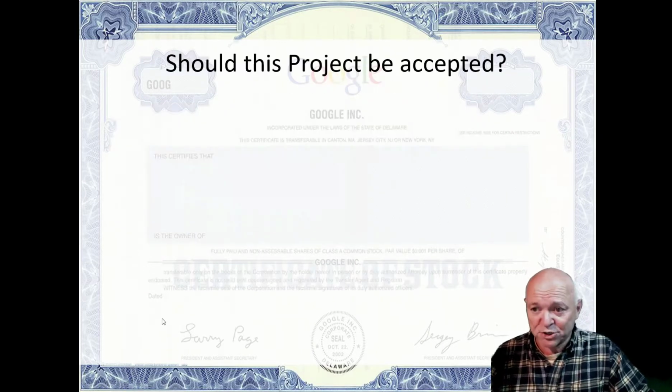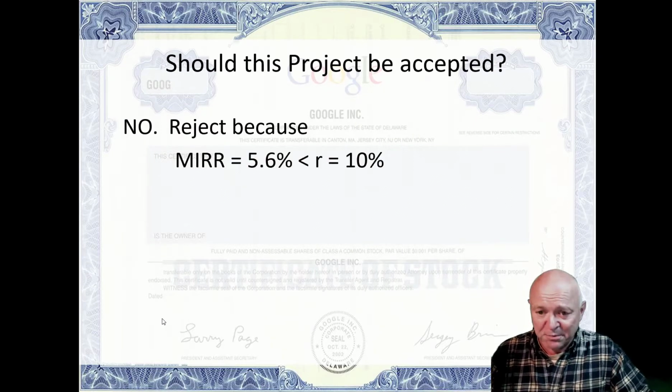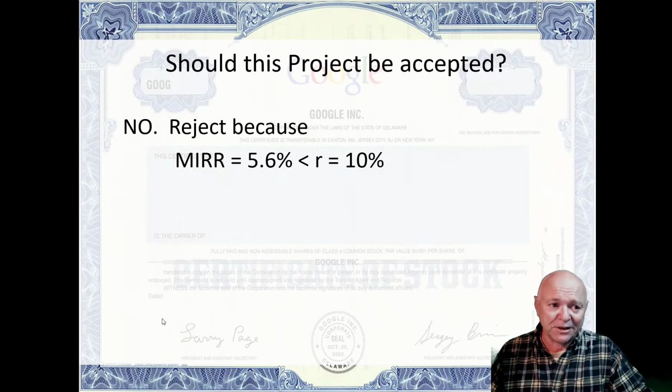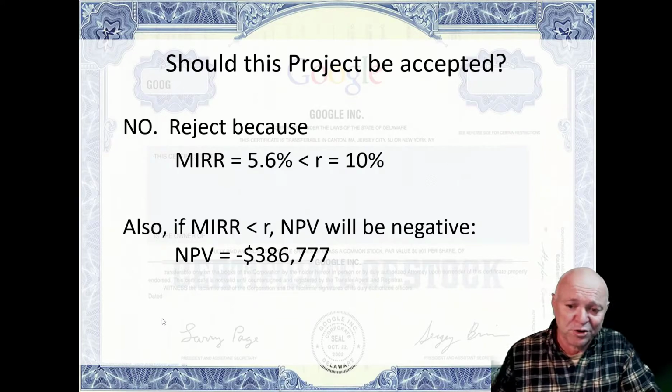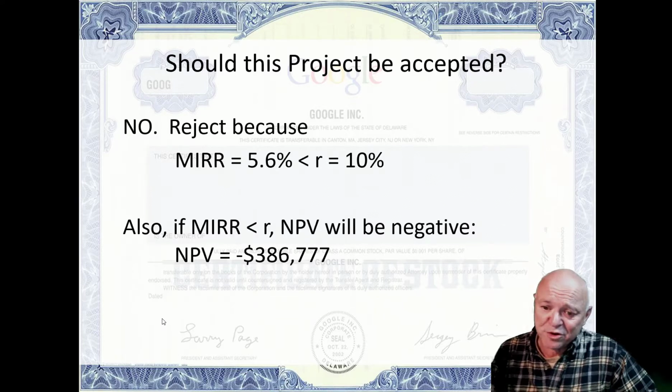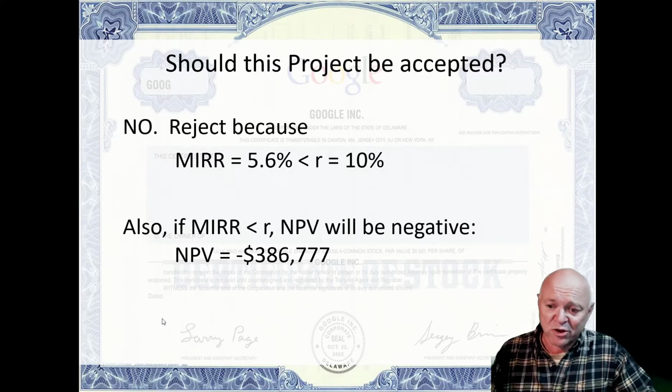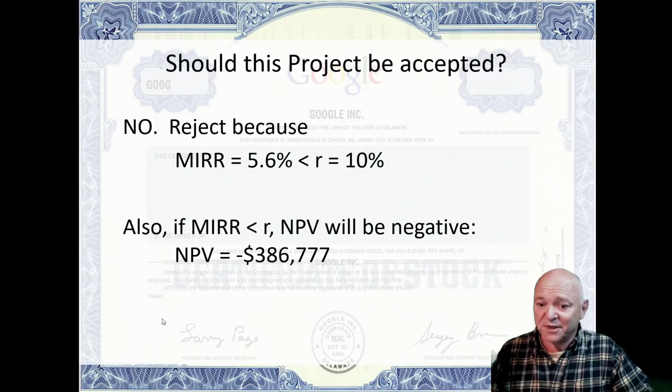Would we accept this project? Well, no. We'd reject it because the modified internal rate of return at 5.6 is less than the weighted average cost of capital of 10%. And if the modified internal rate of return is less than our weighted average cost of capital, the NPV will be negative. And we saw earlier that we could solve this with a calculator, and it produces a negative NPV of $386 million. Definitely not a good project.